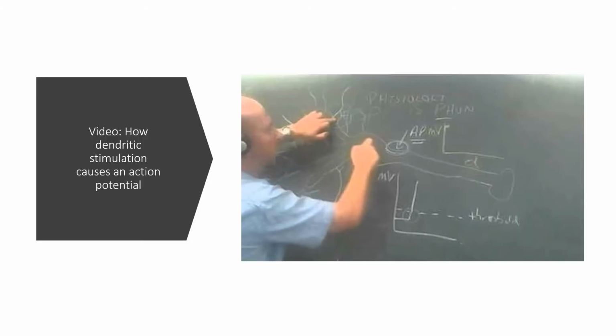So this would be a good time to pause and go to the video that I've posted also in this folder of how dendritic stimulation causes an action potential, how all these little graded events can add up to make a big electrical zap. This guy draws it all out on chalk. He frankly does it a lot better than I can. So I recommend you stop now, go take a look at that, and then pick up on the next slide where we've left off.